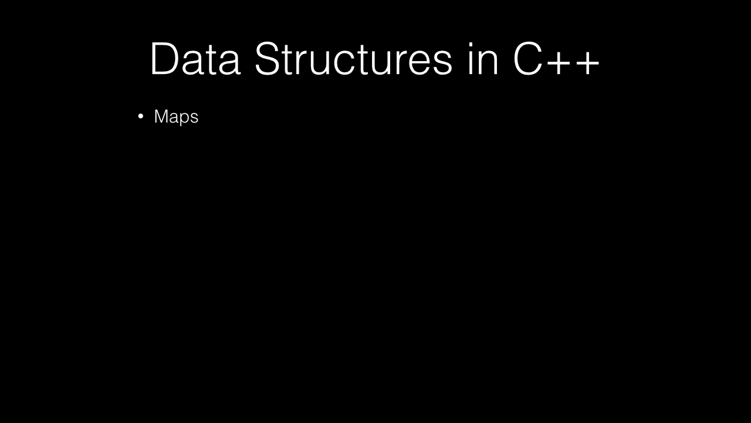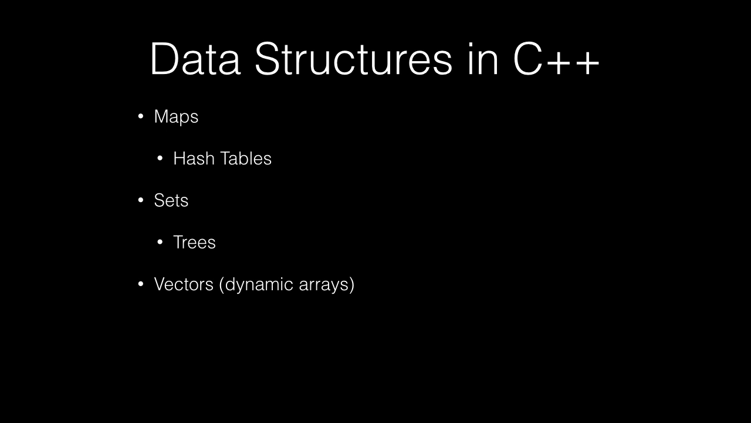So what are some of those? Well, there's maps. There's hash tables, which are not directly exposed, but certain maps in C++ are implemented using those. There are sets. There are trees, which again are not directly exposed in C++, but many sets and some maps are implemented using trees. There are vectors, which you can think of as almost exactly the same as arrays, but they are dynamic. In other words, when you want to add elements to them beyond their original size, they will automatically grow. And there are linked lists, which are linked lists.